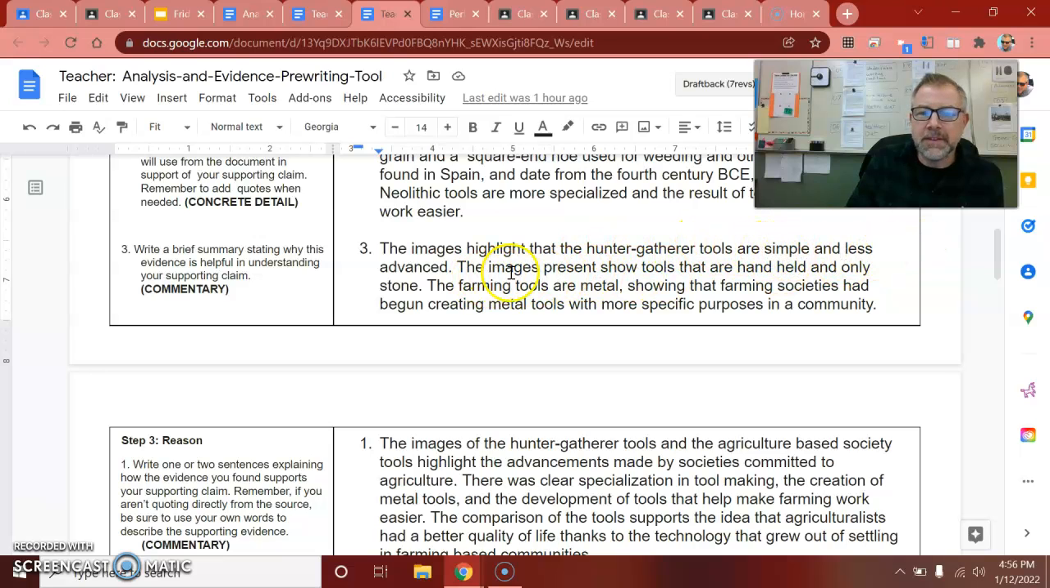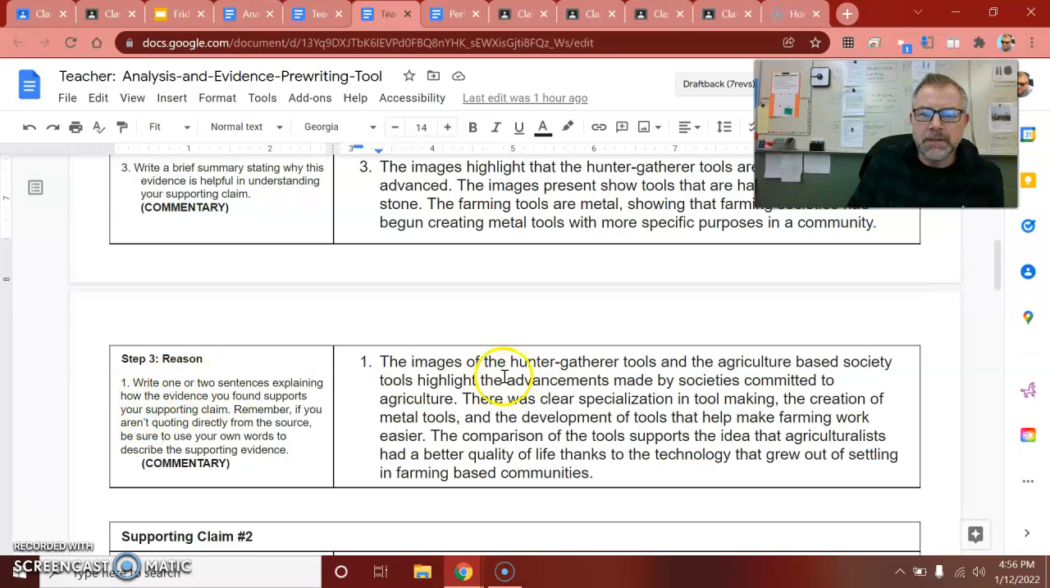Being simple and less advanced, the images present tools that are handheld and only stone. The farming tools are metal. They show that farming societies had begun creating metal tools with more specific purposes in a community. And my reasoning, even furthering that, is that the images of hunter-gatherer tools and the agricultural-based society tools highlight the advancements made by societies committed to agriculture.